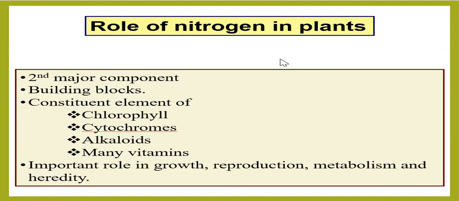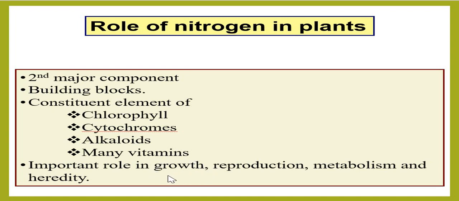Now, before going to the nitrogen fixation types, we should understand the role of nitrogen in the plants. What is the role of nitrogen in the plants? It is the second major component. Why? It is a building block. Amino acids are made up of nitrogen, and amino acids form proteins, and proteins are very important in growth. The growth of biological systems depends upon proteins, and proteins are made up of nitrogen. So nitrogen is a unit of amino acids, amino acids form proteins, and proteins are important in growth.